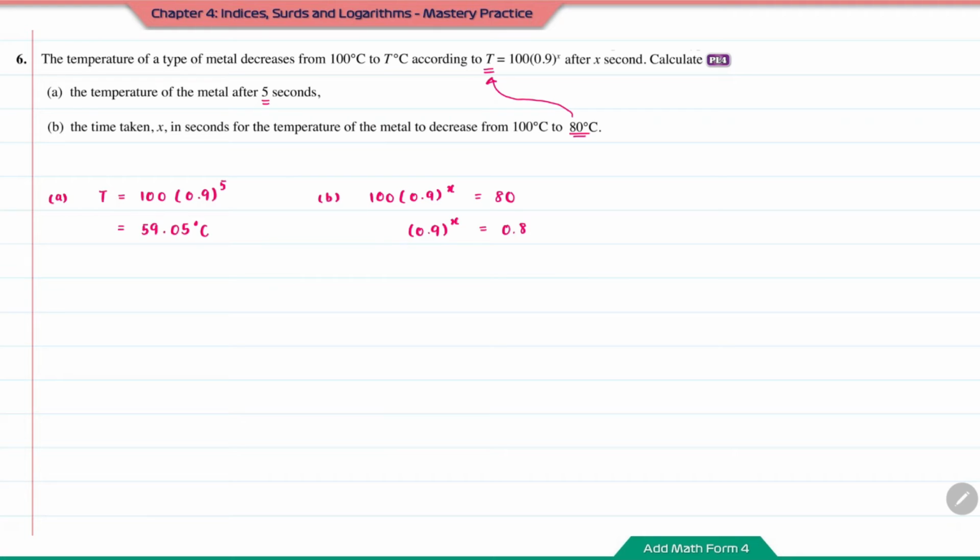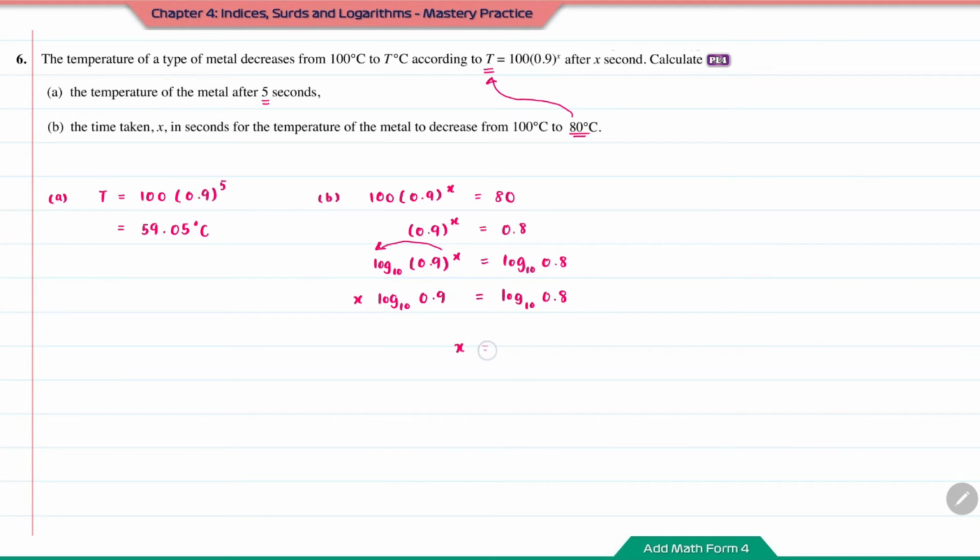So now on both sides, you cannot change it to the same base to compare the power. Therefore, here we're going to use logarithms. So here I'm going to log both sides with log base 10. Now on the left hand side, using the power law, I'm going to move the x to the front. So you're going to get x times log base 10 of 0.9 equal to log base 10 of 0.8.